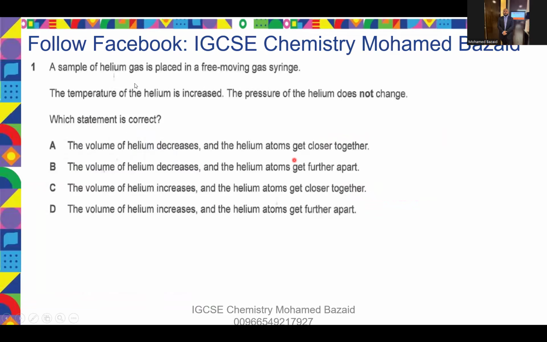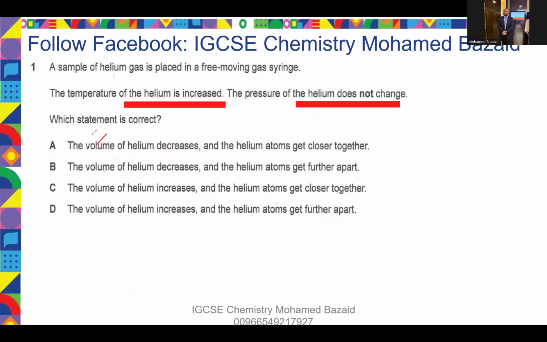In Paper 2, the first question says a sample of helium gas is placed in a freely moving gas syringe. The temperature of helium increases. So this is the key word: the temperature of helium increases and the pressure of helium doesn't change. Which statement is correct? The first one says the volume of helium decreases. This is not correct, because when temperature increases, the volume of gas increases.